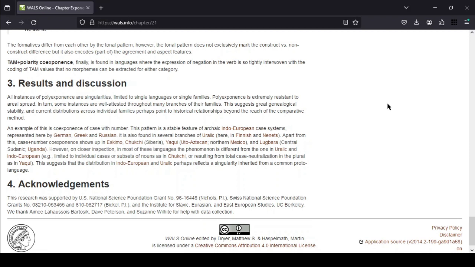However, on closer inspection in most of these languages, the phenomenon is different from the one in Uralic and Indo-European. For example, limited to individual cases or subsets of nouns, as in Chukchi, or resulting from total case neutralization in the plural, as in Yaqui. This suggests that the distribution in Indo-European and Uralic perhaps reflects a singularity inherited from a common proto-language.